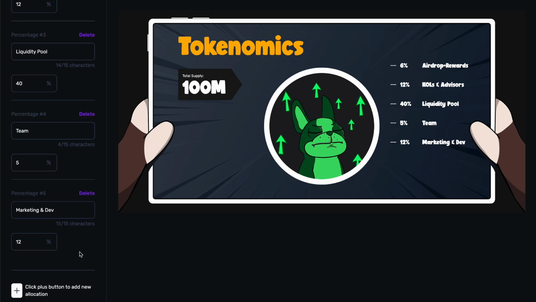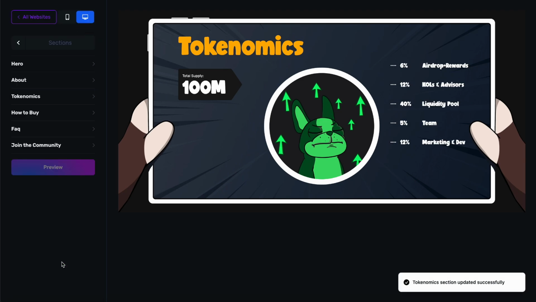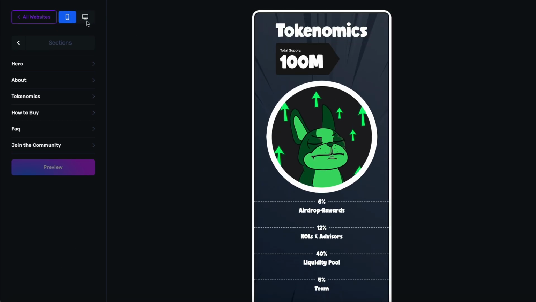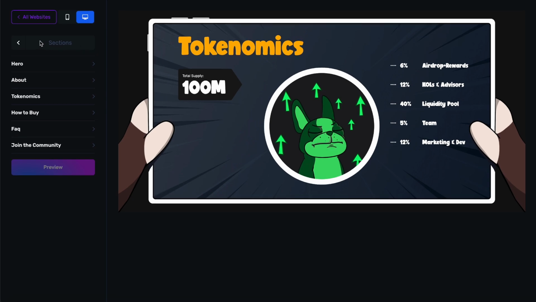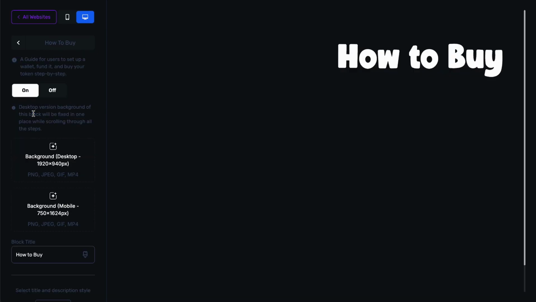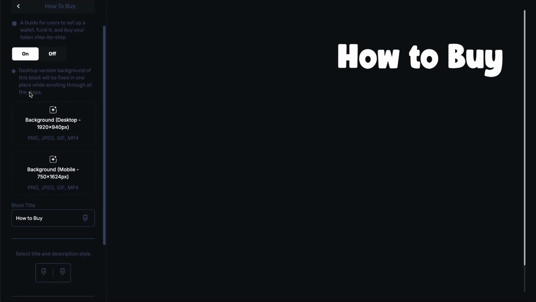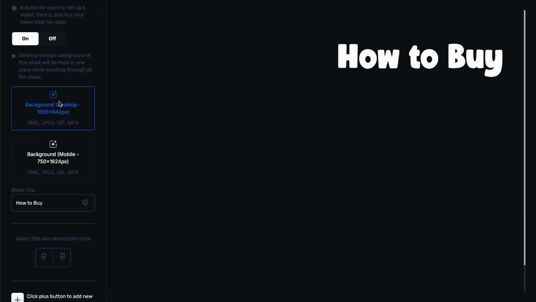Okay, once we fill this in, we can scroll down and click Save, and we can once again check out how this looks for our mobile version and for our web version. Next is the How to Buy section. Again, we can turn this on and off depending on the stage of our token. If it's pre-launch, we can have it off, and once the token is live, we can turn it on, but it's completely up to you. Let's upload our images.